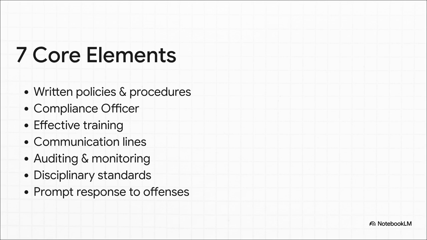To prevent that fraud and abuse, the OIG mandates these 7 core elements for an effective compliance program. Think of it as a practice's immune system. You establish written policies, you assign a compliance officer, train your staff, keep communication open, audit the work, enforce disciplinary standards, and if an offense happens, you respond promptly before it turns into a total federal nightmare.